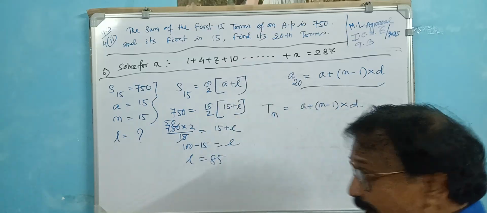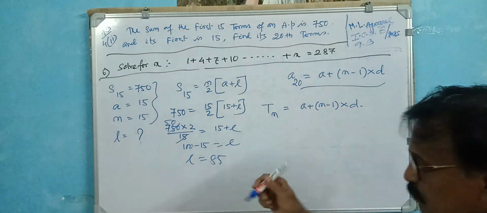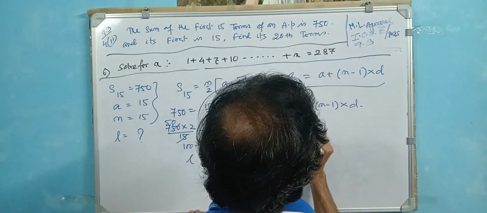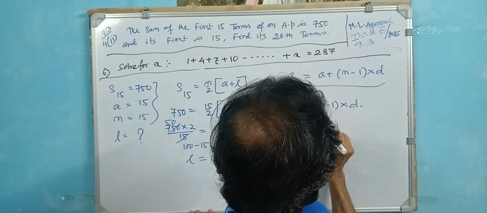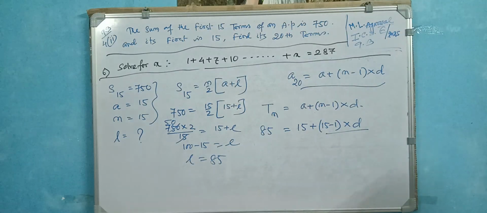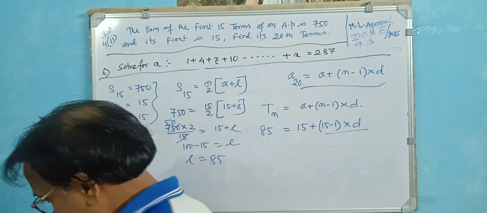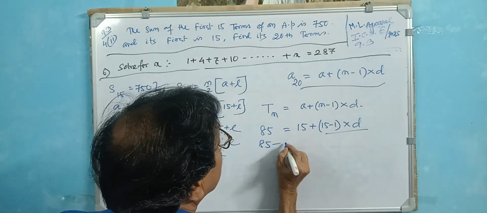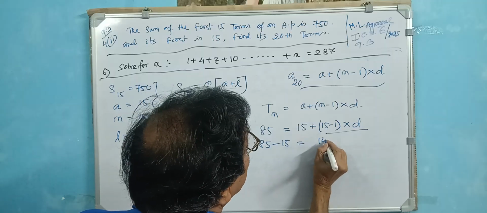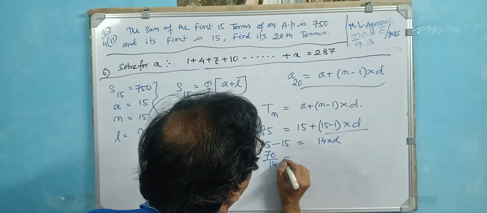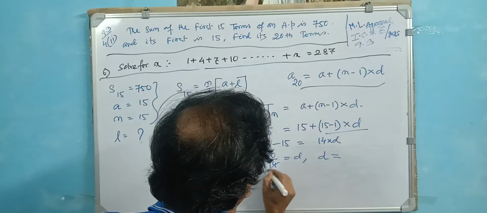The value of the last term, the 15th term, you put here as 85. This is equal to A, which is 15, plus n minus 1, that is 15 minus 1, into D. From there you calculate the value of D. Very interesting. So 85 minus 15 is equal to 14 into D. So this is actually 70, and 70 by 14 is D. So what is the value of D actually?